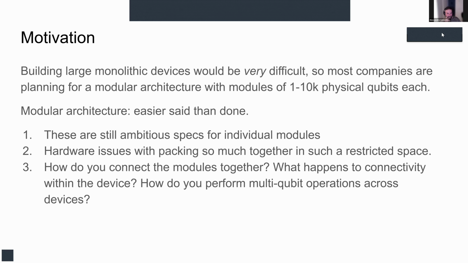So then three, the interconnects themselves. You need to figure out how you're going to build the interconnects and what this does to connectivity within the device, as well as multi-qubit operations, not just 2 qubits, but perhaps you want to do multi-qubit measurements and so on.